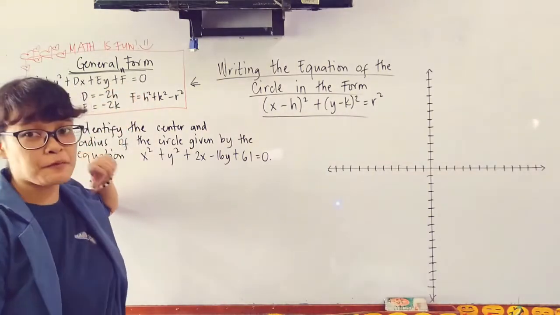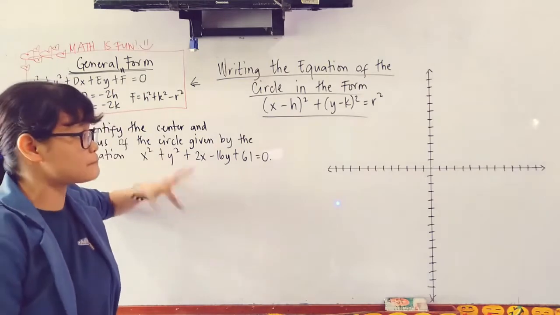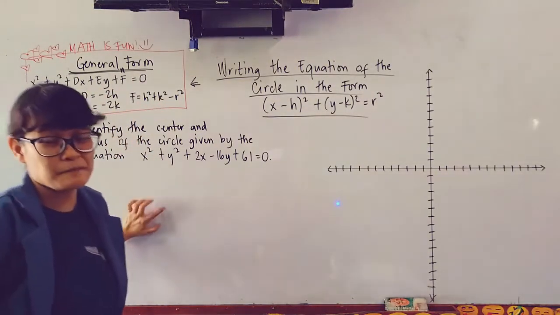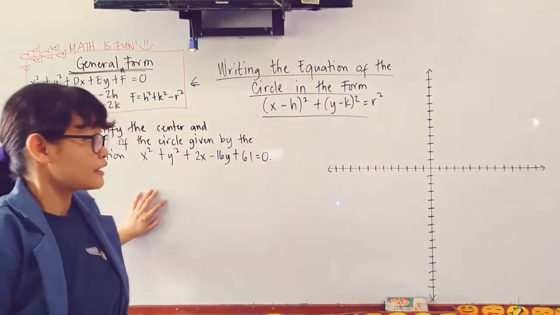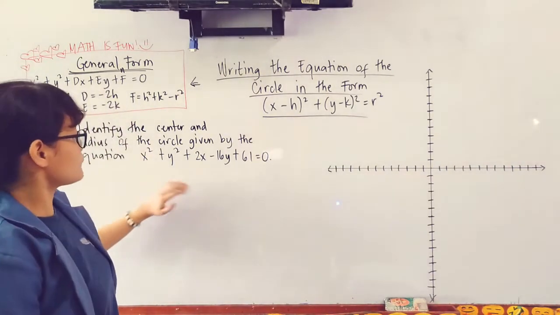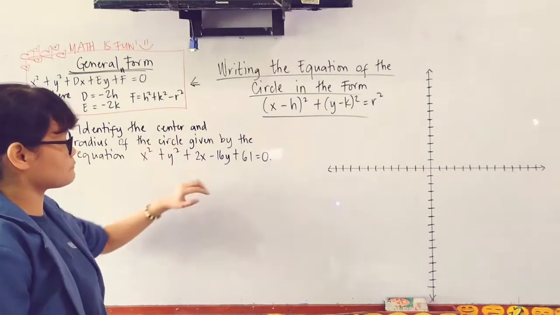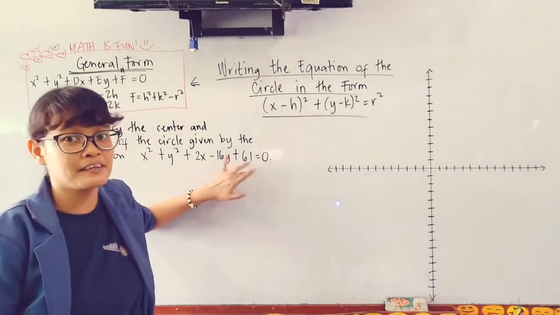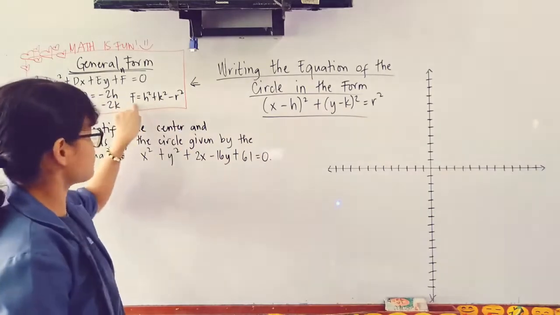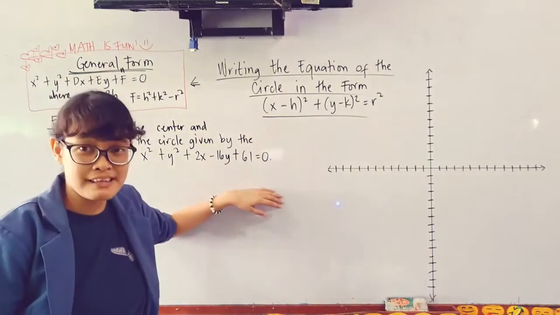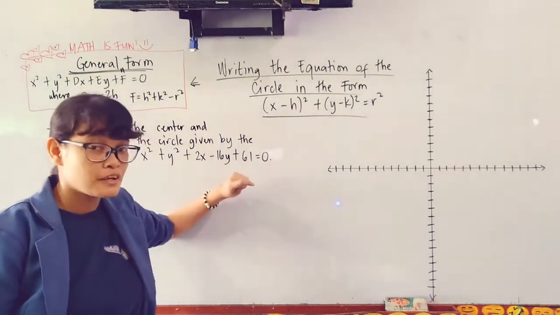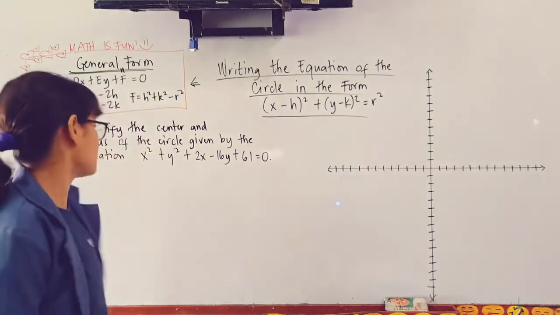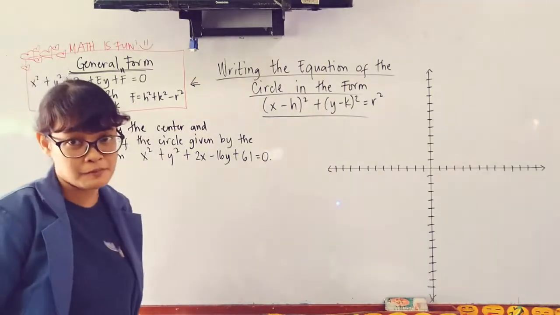Now, the purpose why I have given you the derivation of this formula and also the denotation is that there are two ways to solve for the center and the radius of a circle like this. One is through the completing the square method, and the other is through the formula. The first one I'll show you is completing the square. Let's have the long method first.